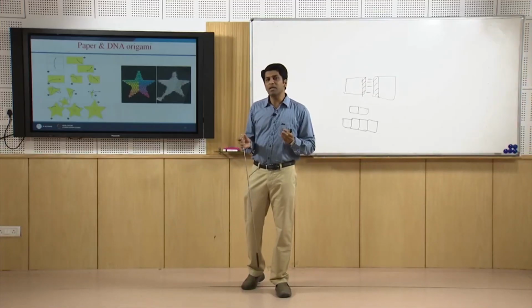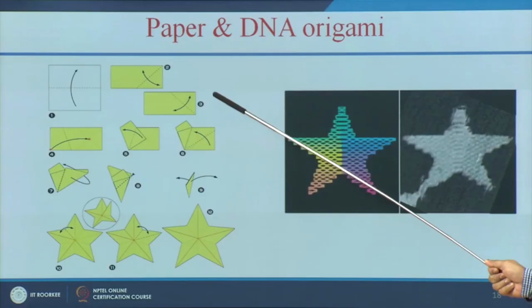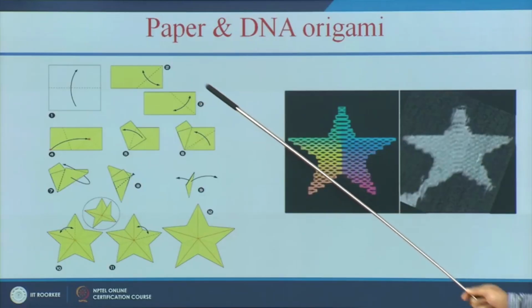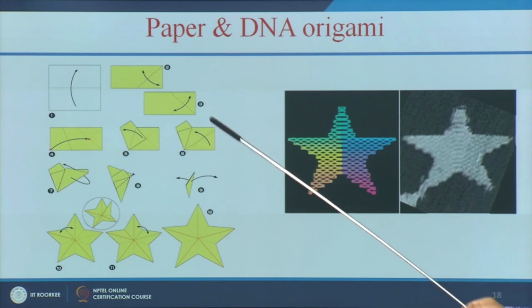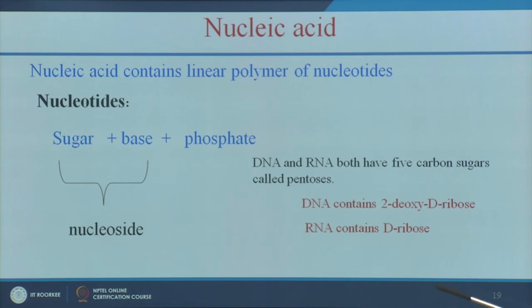So, using paper we can make different kinds of structures. Similarly, you can use DNA to make different kinds of structures. This is paper origami: you can use paper to make different shapes or structures, and if you try to mimic similar things using DNA, that is called DNA origami. So, let us see some basics.